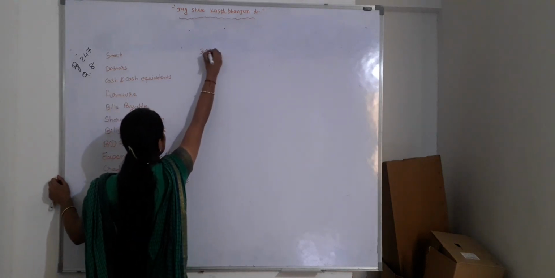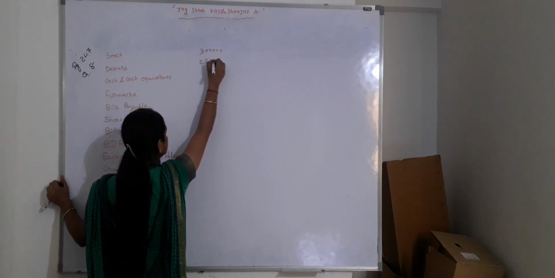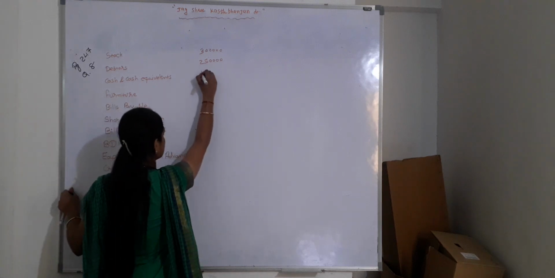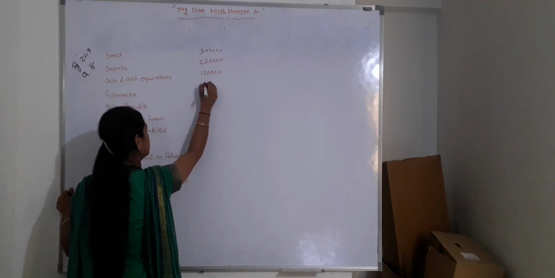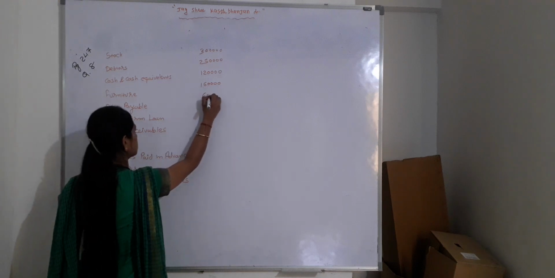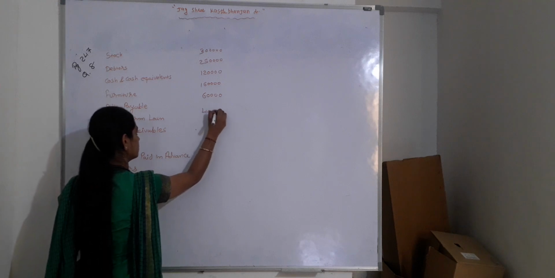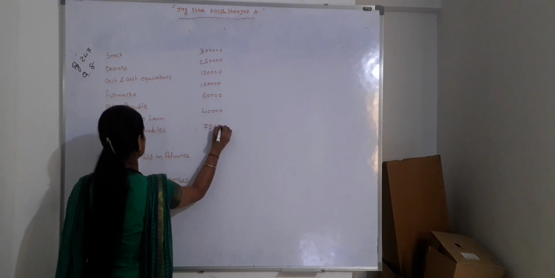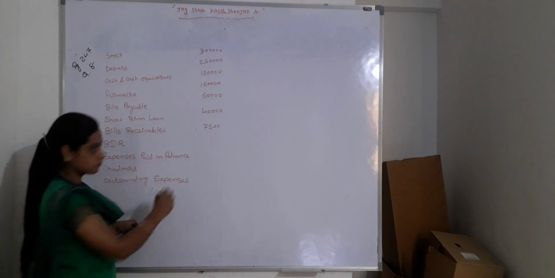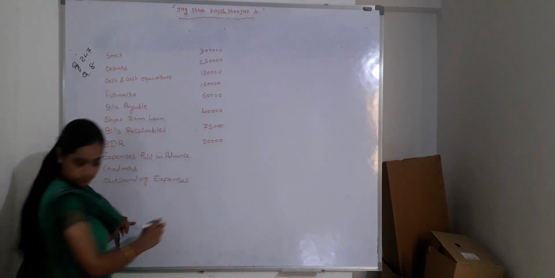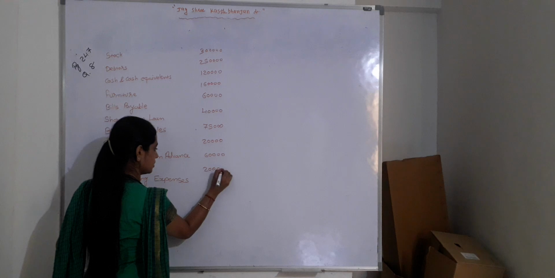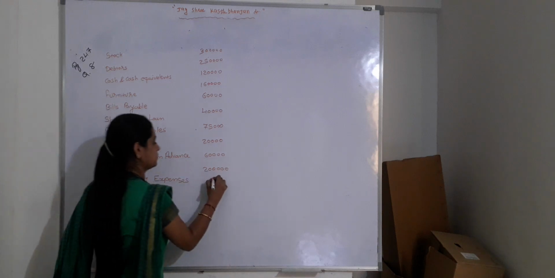3,50,000, 3,50,000, 1,20,000, 1,60,000. 60, 40, 75. 75,000, 20,000, 60, 2 lakh, and 50,000. Okay.